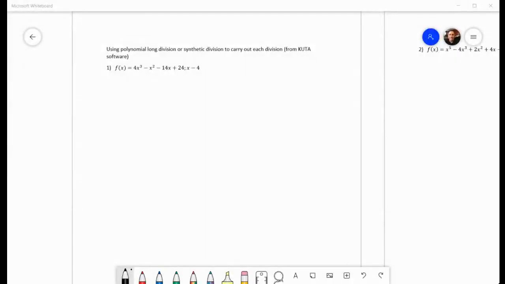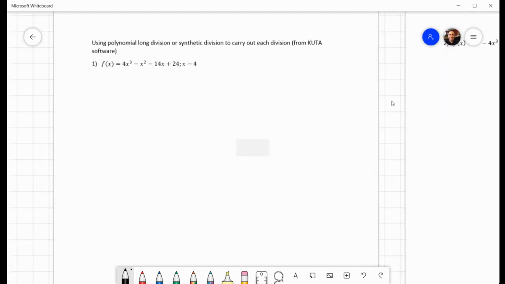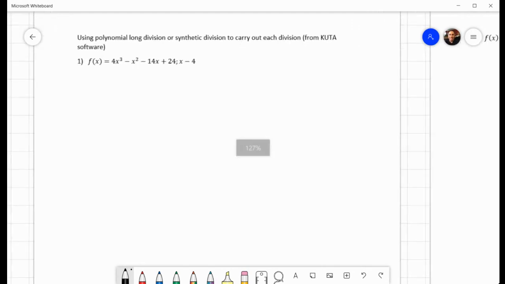Good. Okay. So I'm going to share this in Microsoft Whiteboard. As you can see, I'll do this in Microsoft Whiteboard. The first two, I'm actually going to use synthetic division, mostly because we're dividing by x minus something. I mean, you could do polynomial long division there if you want, but we don't have to.